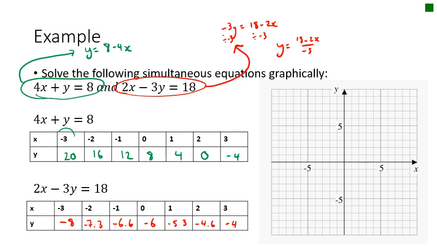Now what I'm going to do is plot these points. So my first one is minus 3, minus 20, which is going to actually be well off the page down here. My next one is minus 2, 16. Minus 3, 20 is up here somewhere. Okay, minus 2, 16, I can't actually put on the grid either, the grid's not big enough, but I can do 0, 8, I can do 1, 4, I can do 2, 0, and 3, minus 4. And if I kept going, I would end up with something that looks like this. So here's my line.